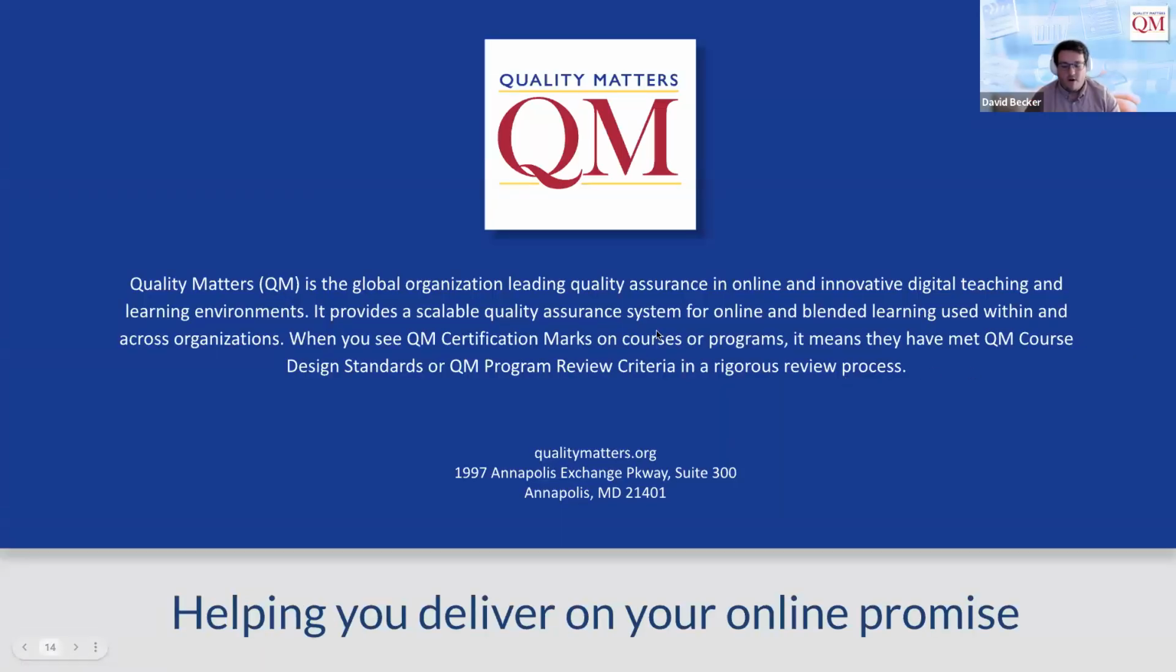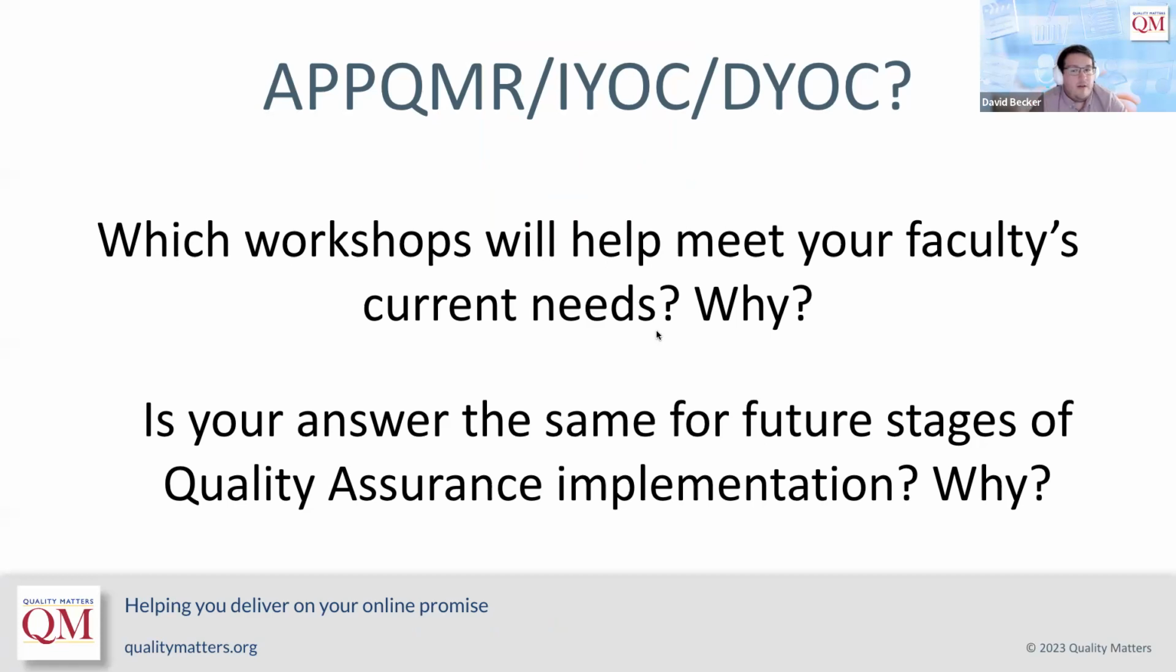I know that we are at time, but in thinking about all of these different questions, I'd like for us to think about what specific workshops would meet your faculty's needs now. We often see folks send faculty through the APPQMR when that may not be what they need. If we're looking at designing new online courses, the DYOC is going to be your best bet. If you've got faculty who already have online courses, your IYOC is going to be your best bet. So think really intentionally about those different workshops, what they address, and how they can help you in your QA implementation.